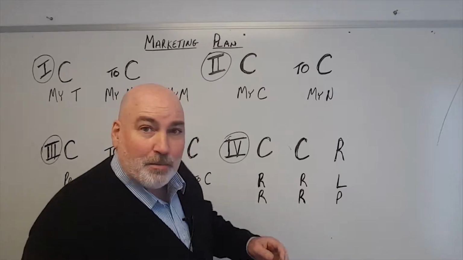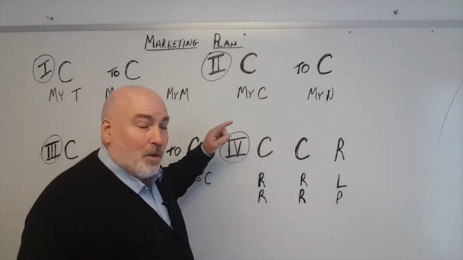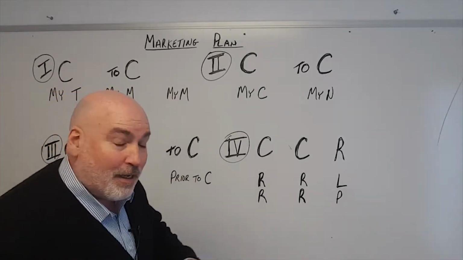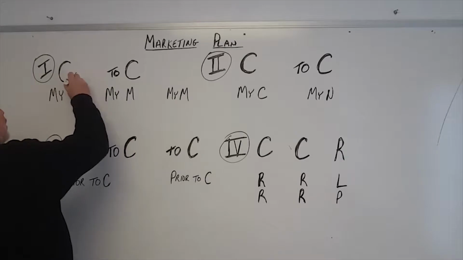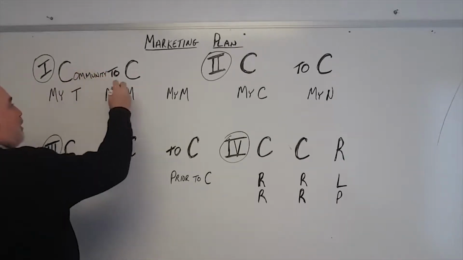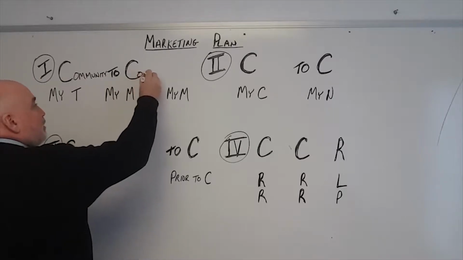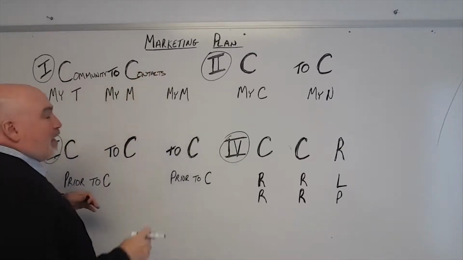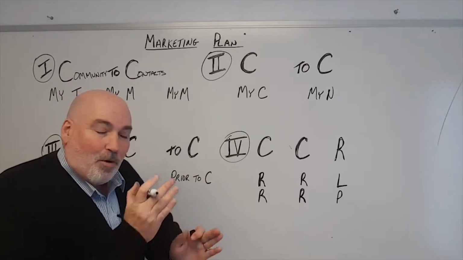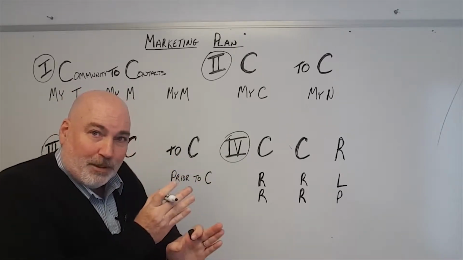Check it out. Comes in 4 parts real quick. Part 1 is your community to contact. You've got to have a plan that turns your community to your contacts. And the question is not just the entire community, but a more focused look at your community.